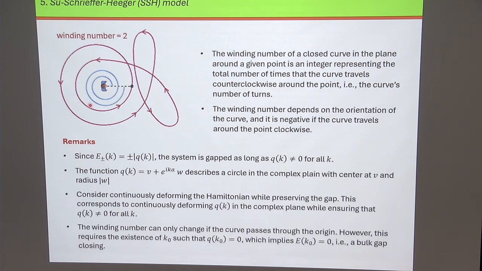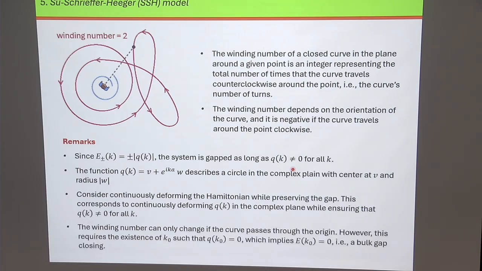Okay, so there are some remarks here. Again, just remember that if the system is gapped, then Q is going to be different from 0 for all K, because the energy will be 0 when Q is 0.